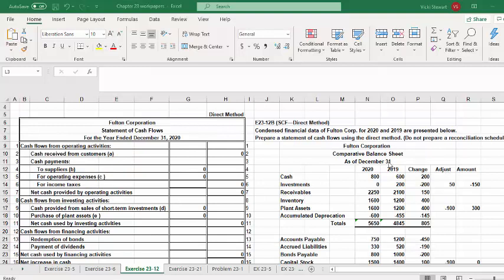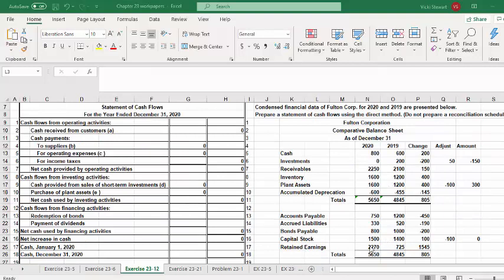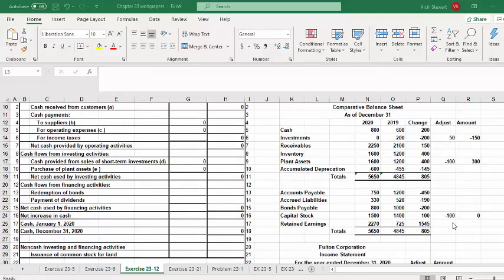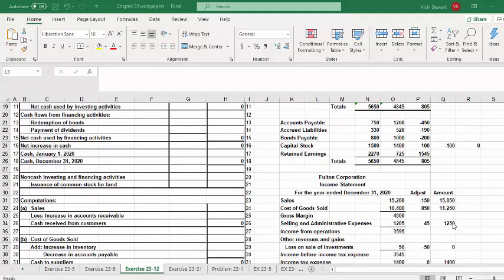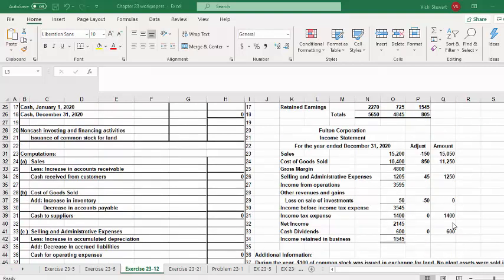So we have the 2020 and 2019 balances for the assets, liabilities, and stockholders' equity. We have a column that shows the change in the accounts from 19 to 20 and some adjustments that we will have to make. And then the problem gives us the income statement for the year ended December 31st, 2020.